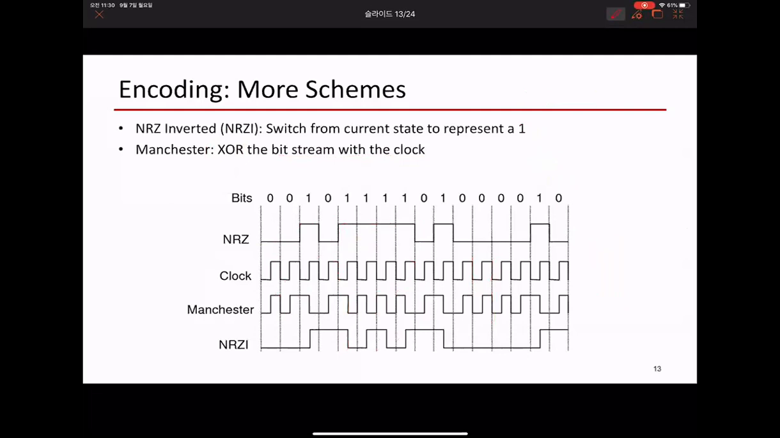And there's NRZI, which is how you decode it properly. So your information is 100101 and you have a clock. Based on that, you make Manchester coding. Then it is transferred over the air. Then this is what I received, the Manchester. Then on the receiver, you also have a clock.